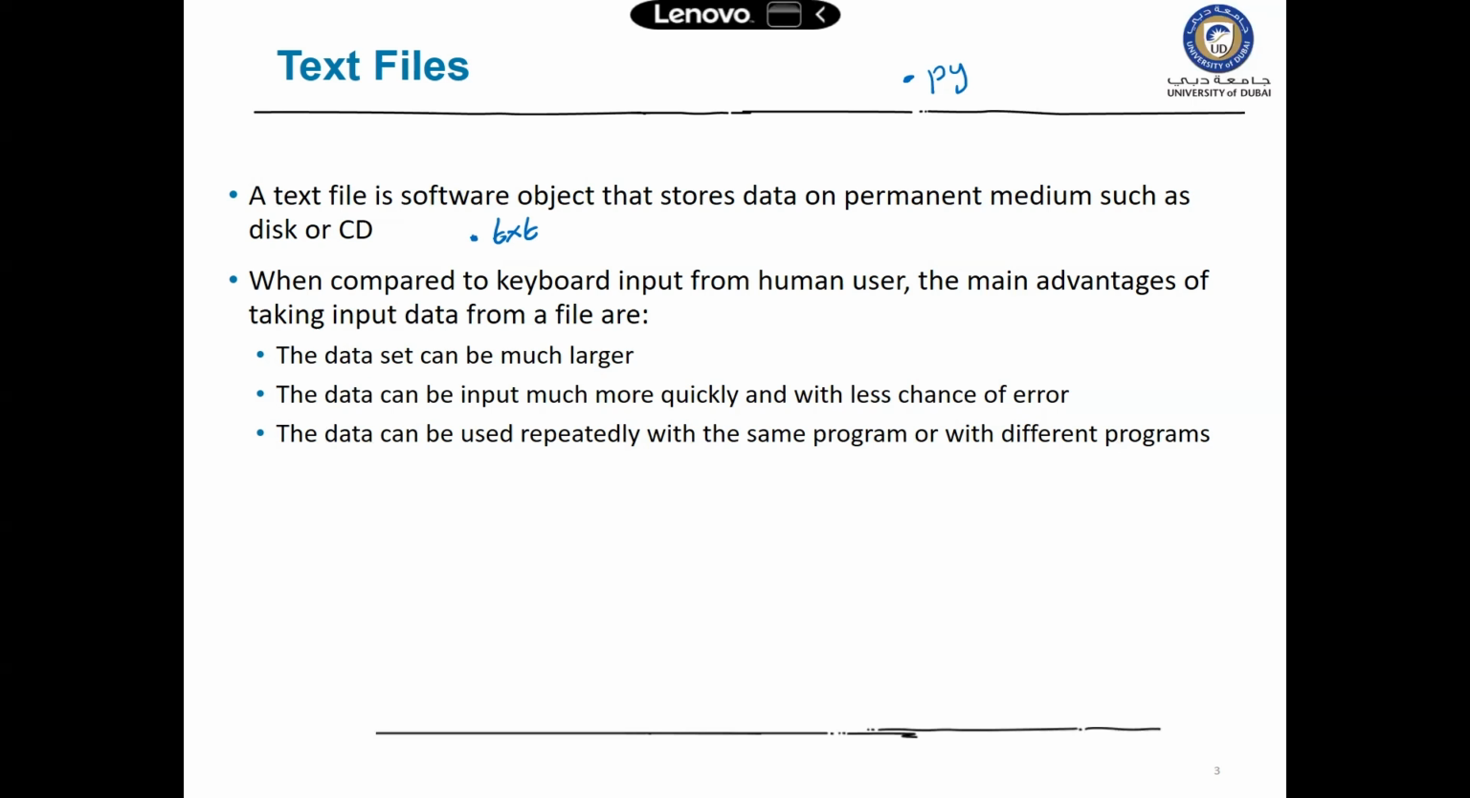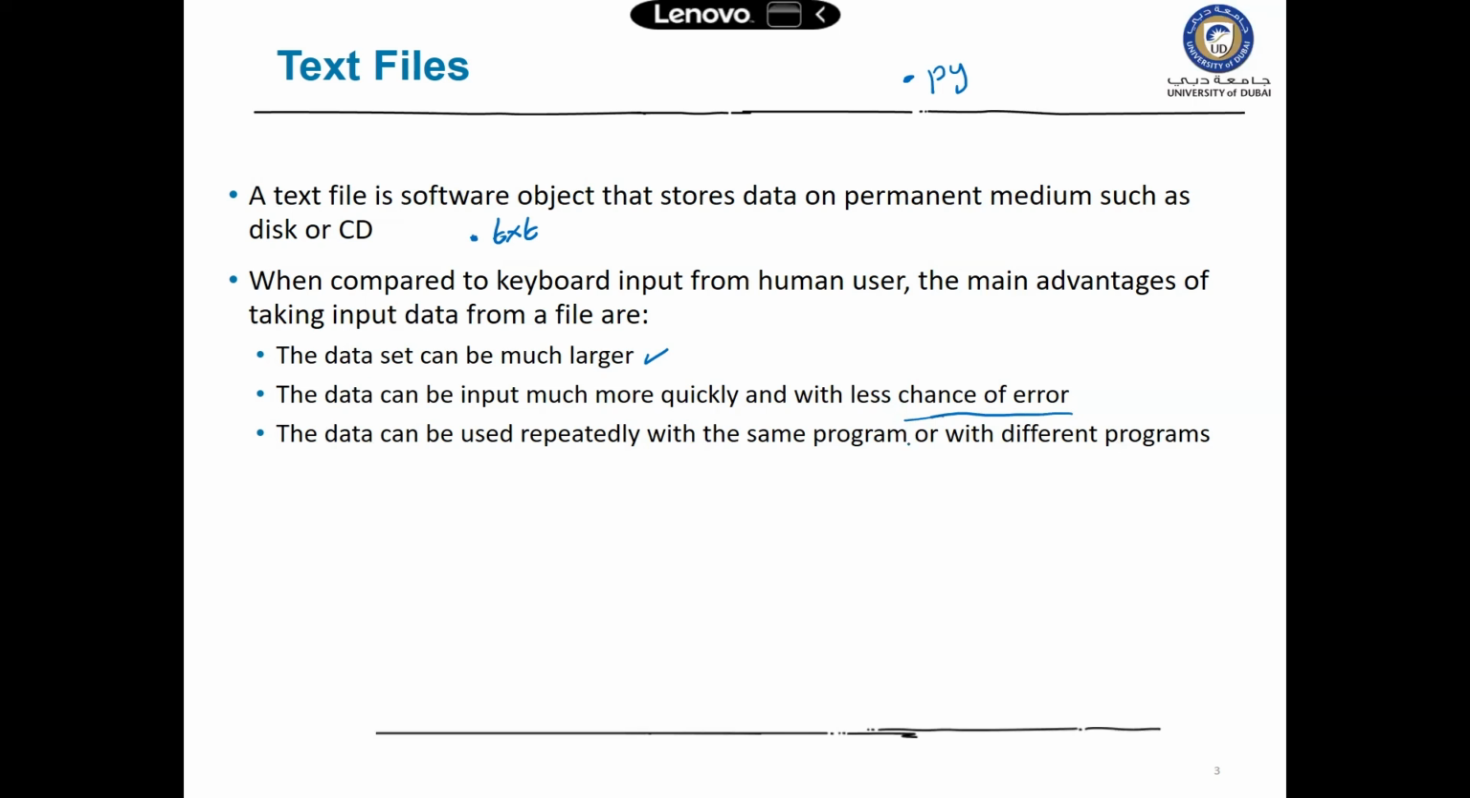When you compare it to keyboard input from a human user, text files have advantages. The data set is larger. That's the first one. You might have 100 million readings. All you need to do is load the file and you have the data, instead of letting the user enter the data several times. Then the data can be input much more quickly and with less chance of error, because there's no user intervention. It's not manual. It happens automatically and quickly.